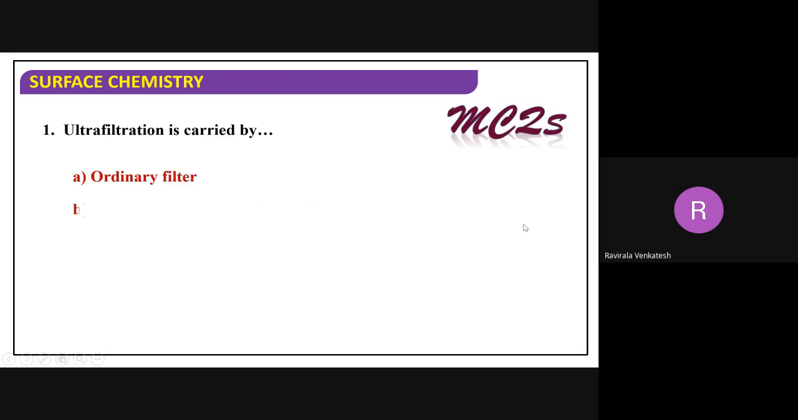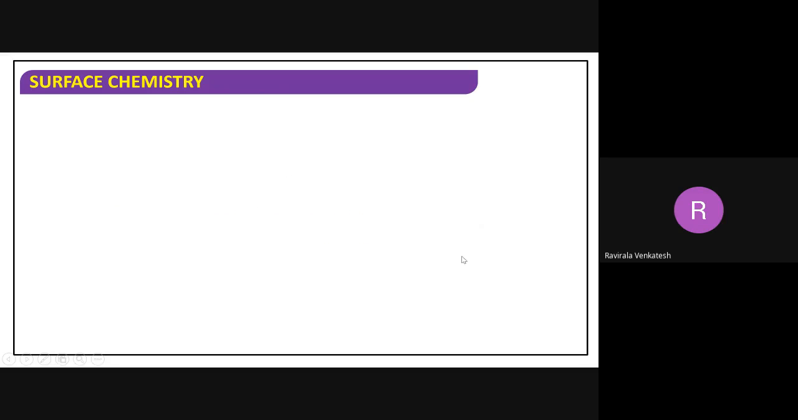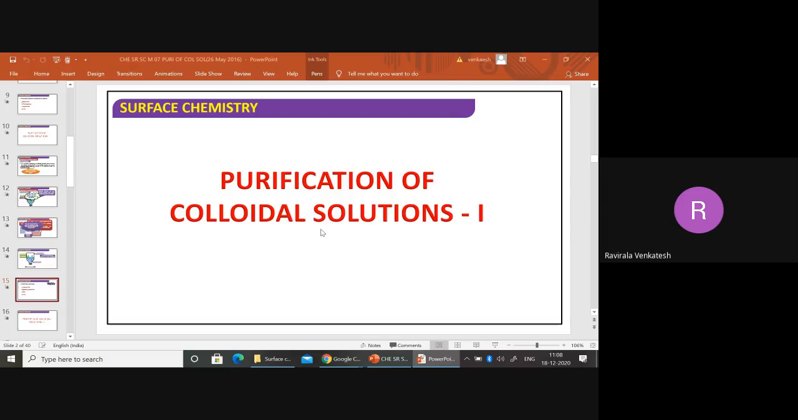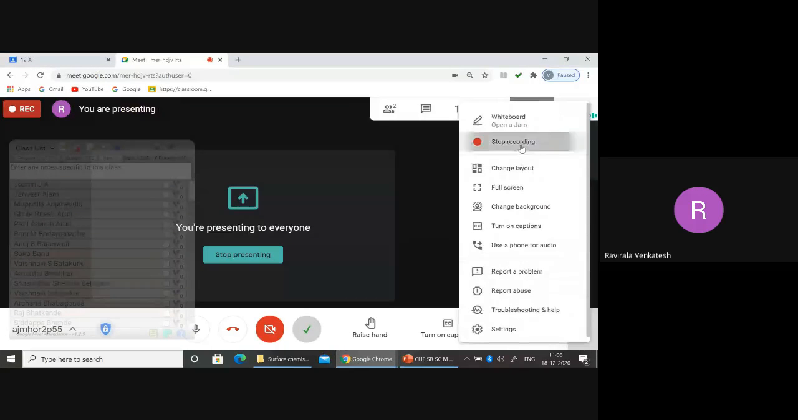Ultrafiltration is carried out using specially prepared filter paper, collodion paper. Collodion means 4% nitrocellulose, and the remaining is alcohol or ether. That is very, very important from the examination point of view. With this, we have completed the purification of colloids.